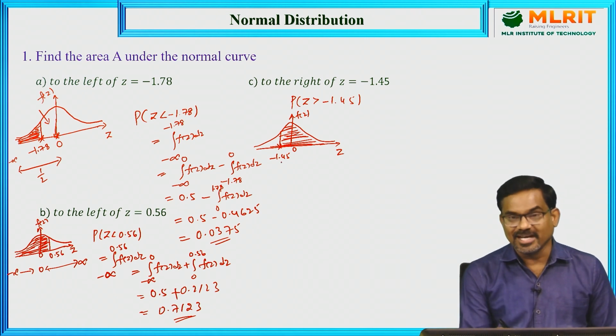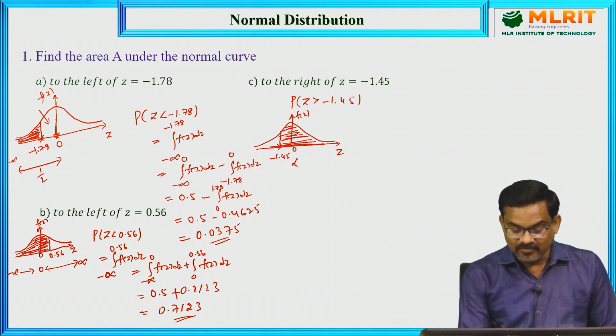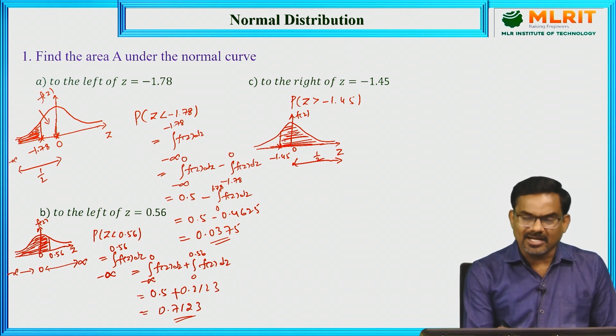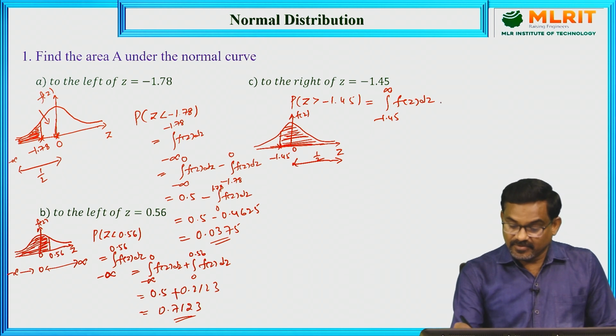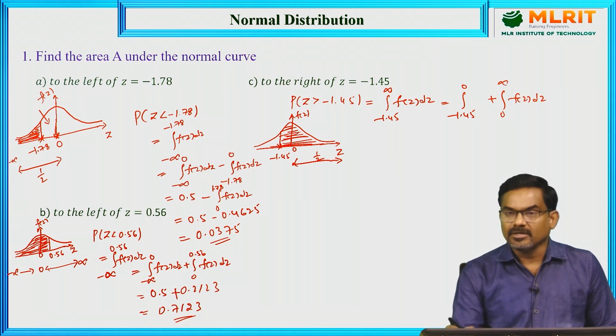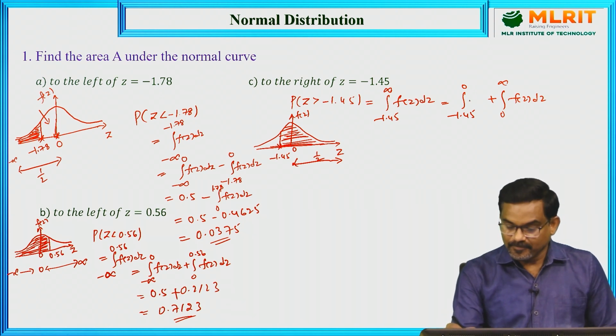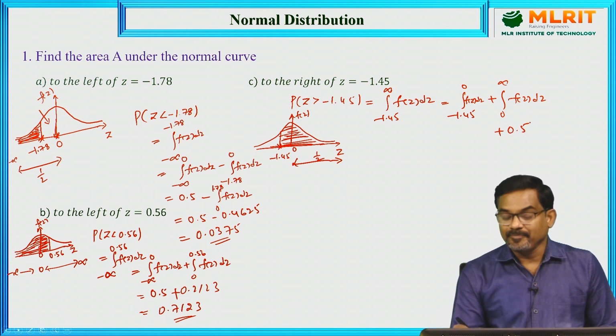If the value is negative, the area to the right of this negative value will be more than 0.5, because from this point to this point the area is half, and in addition to this we need to calculate this area. So this is given by the integral from minus 1.45 to infinity of f of z dz, which is the integral from minus 1.45 to 0 plus the integral from 0 to infinity of f of z dz. Between negative and positive values there exists 0, and here we know that this value is equal to 0.5.